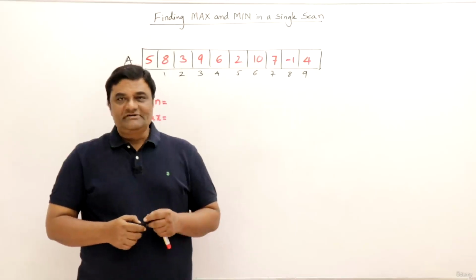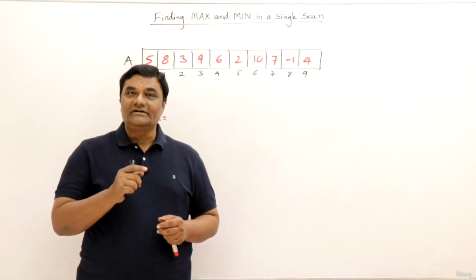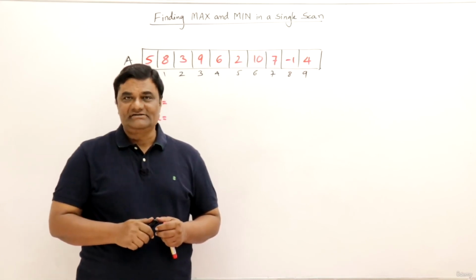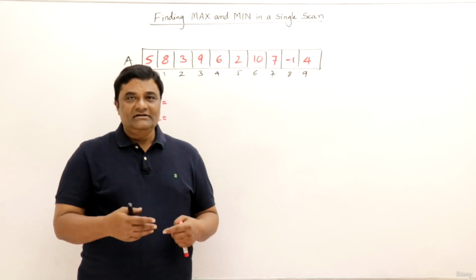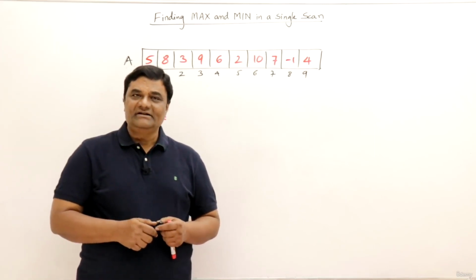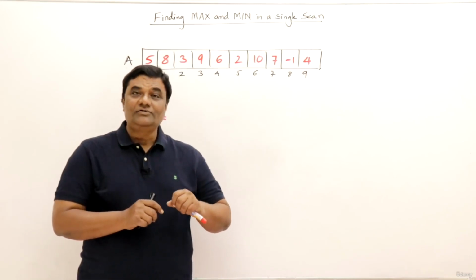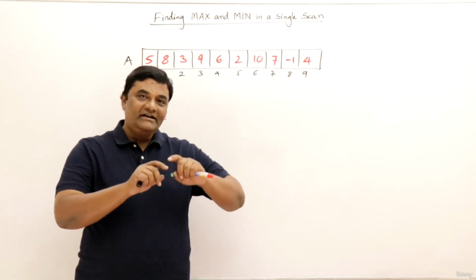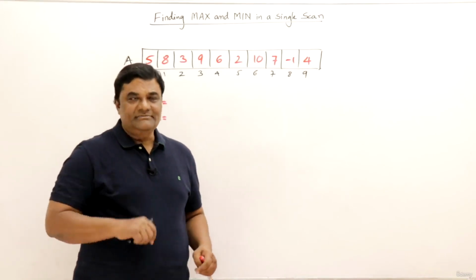Now let us look at a procedure for finding maximum as well as minimum element from a given list of elements. We have already seen how to find maximum element, and even we can write a procedure. Similarly, we can write a procedure for finding minimum, but the question here is we want to do it simultaneously in a single scan. So let us see how it is possible.